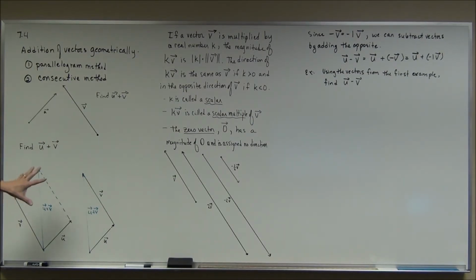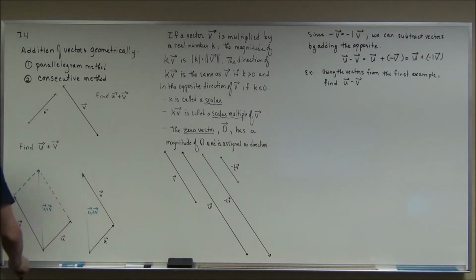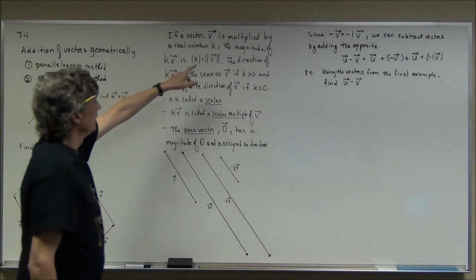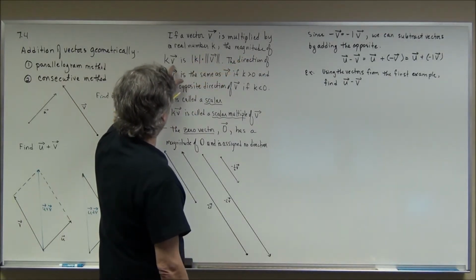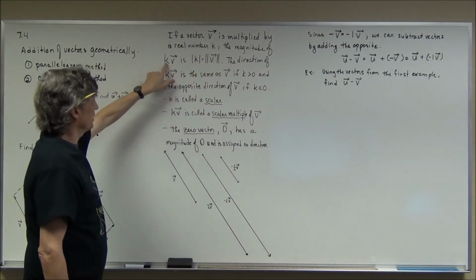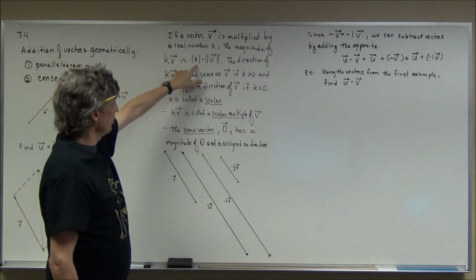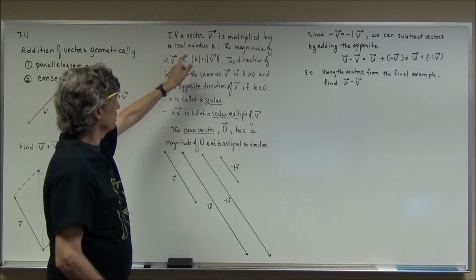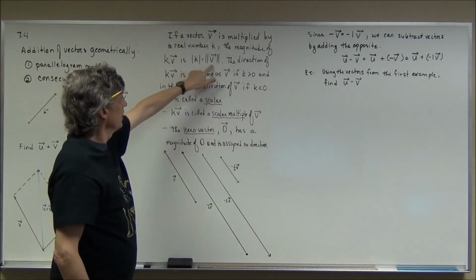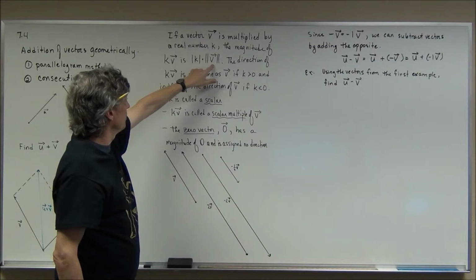Alright, that's done. Now, you should be able to add vectors geometrically, and as it turns out, not only can we add vectors, but we can take multiples of vectors, and we can also subtract vectors. That's what I'm going to show you here. It says if a vector v is multiplied by a real number, which I call k here, the magnitude of k times my vector, now notice there's no arrow over the k, that's a constant, is the absolute value of k, notice single bars on each side, times the magnitude of vector v.